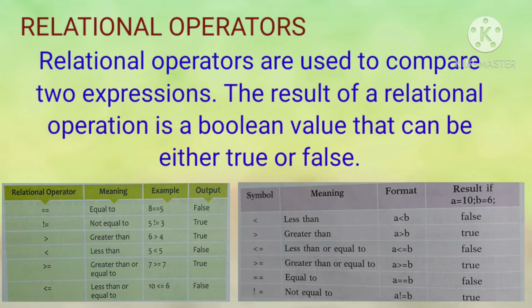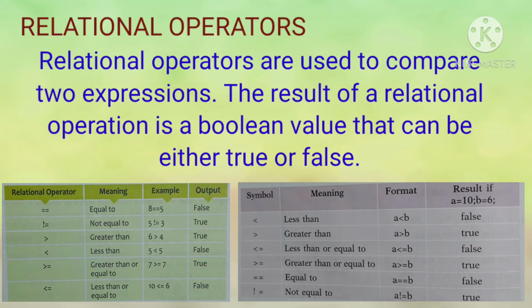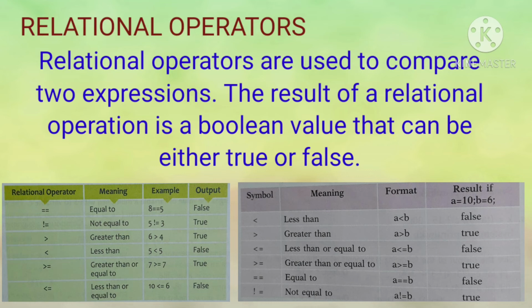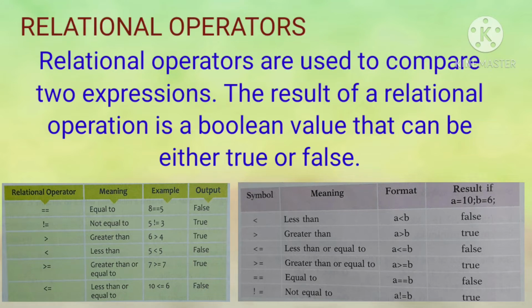Not equal to: 5 not equal to 3. So the condition is true. 5 is not equal to 3, so the output is true. Greater than: 6 is greater than 4, output is true. 5 is less than 5? No, 5 is equal to 5, so the condition is false. Then 7 is greater than or equal to 7. Yes, it is not greater than, but it is equal to 7, so the condition is true. 10 less than or equal to 6. It is neither equal to nor less than 6, so it is false.